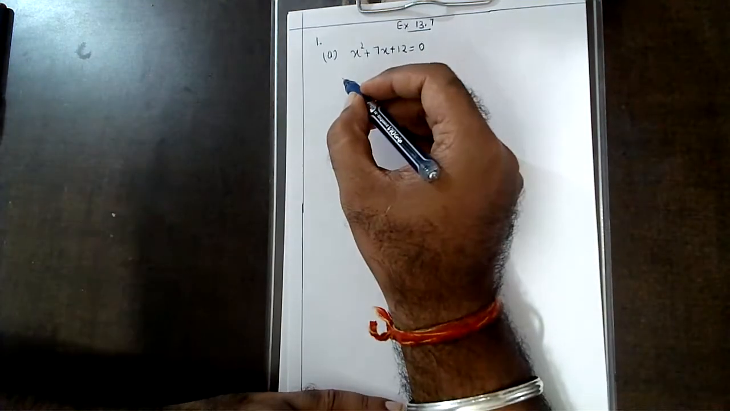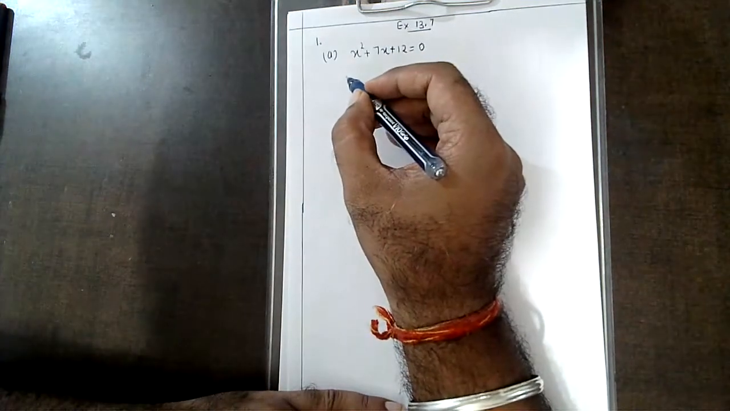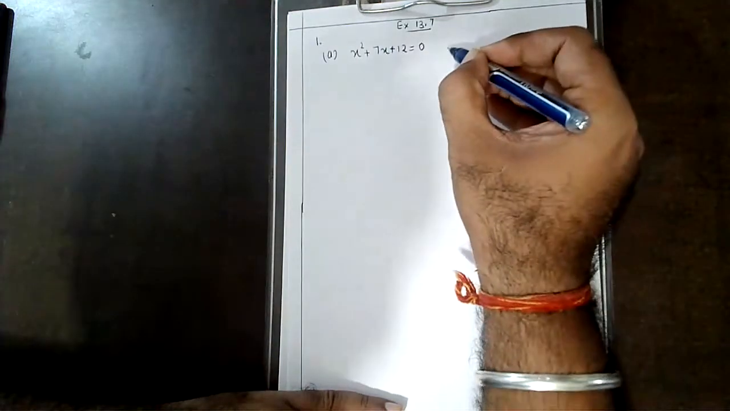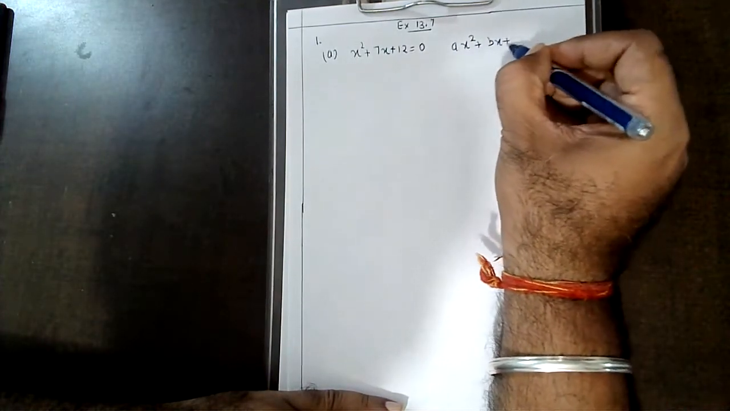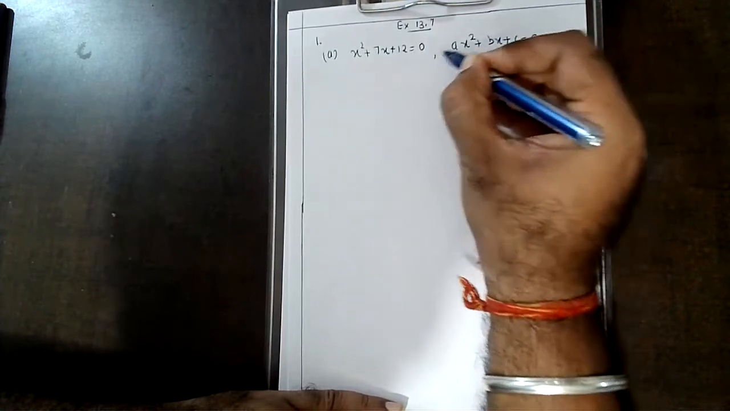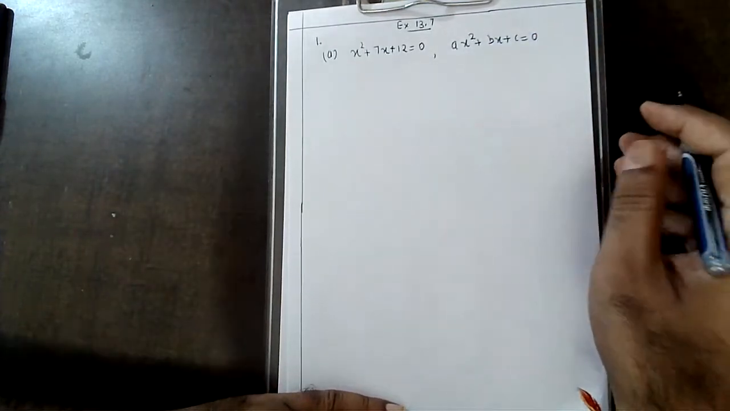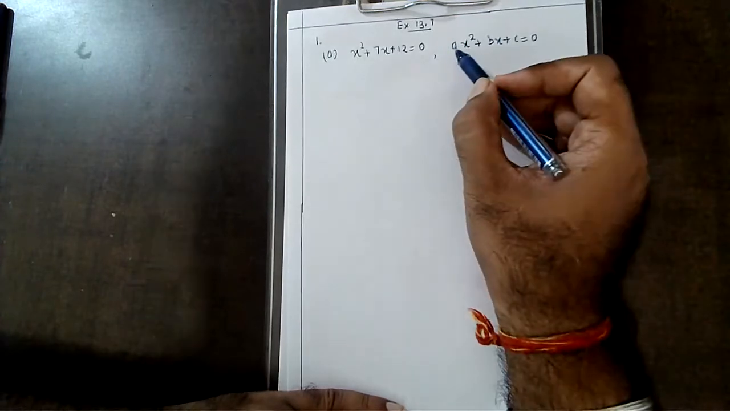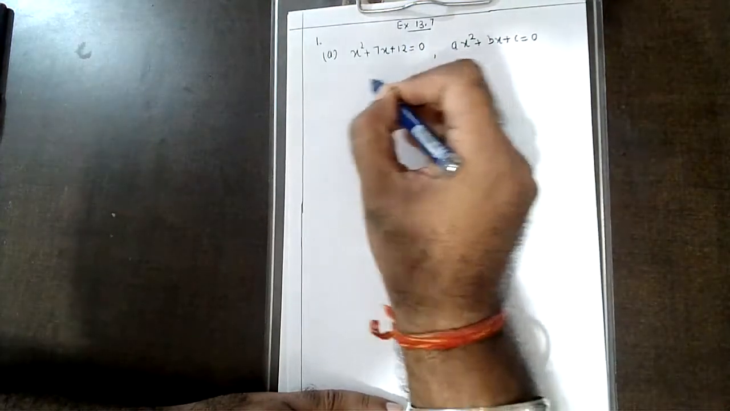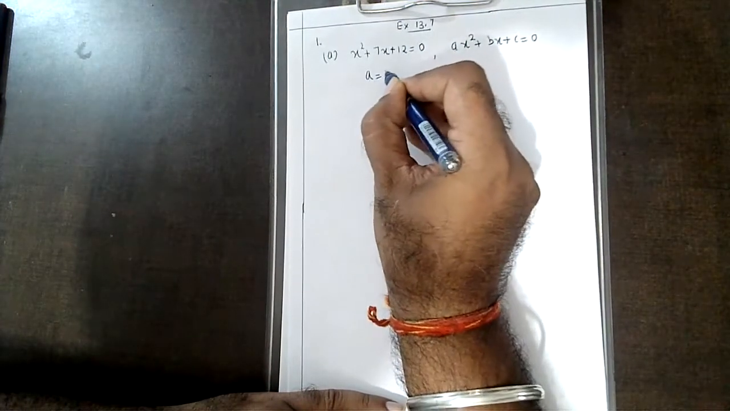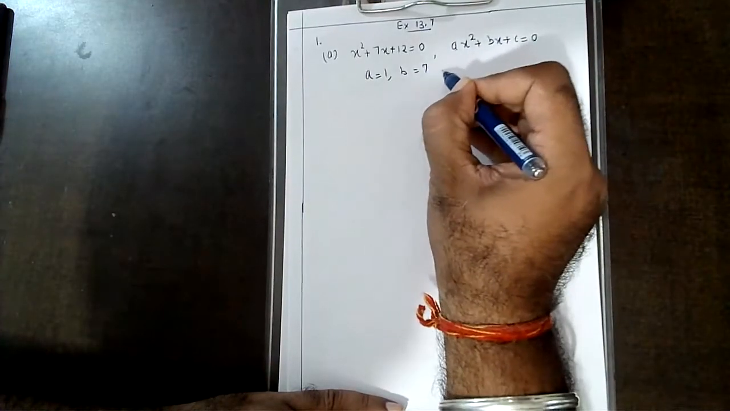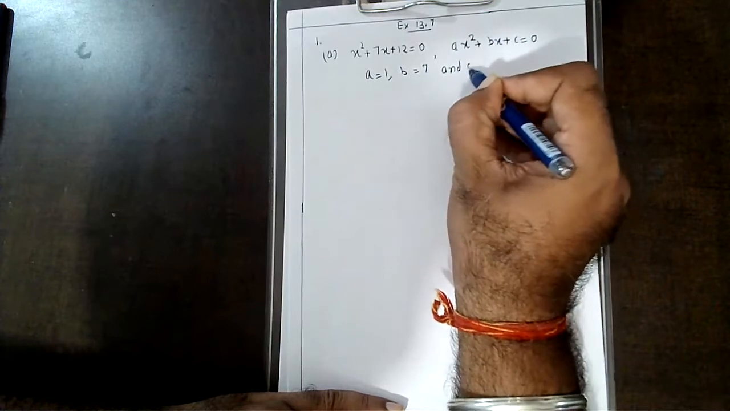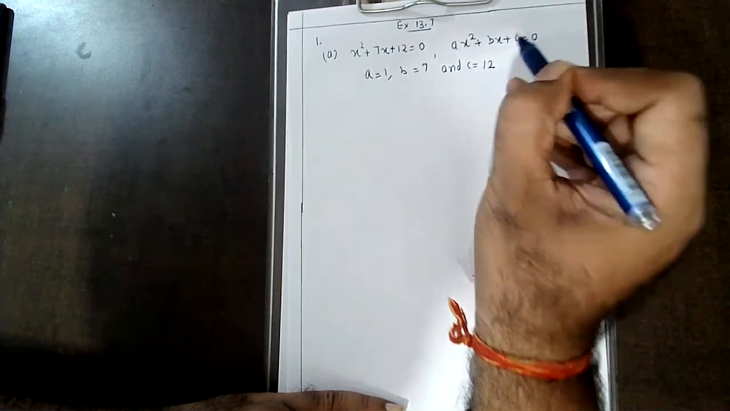Now let us compare this equation with the general form, ax square plus bx plus c equal to 0. This is the general form of the equation. On comparing, we will find a is equal to 1, b is equal to 7, and c is equal to 12.